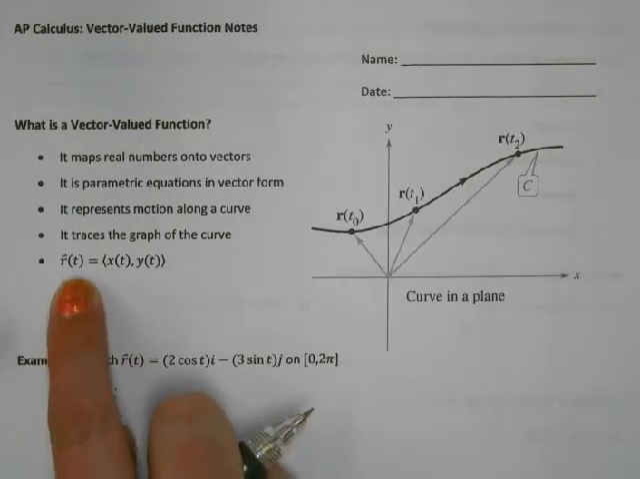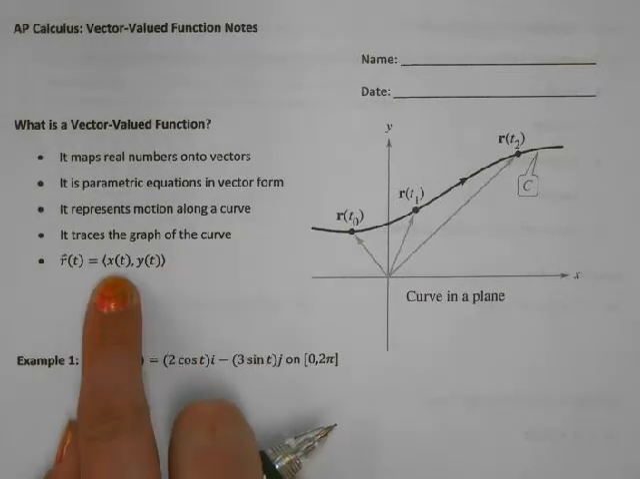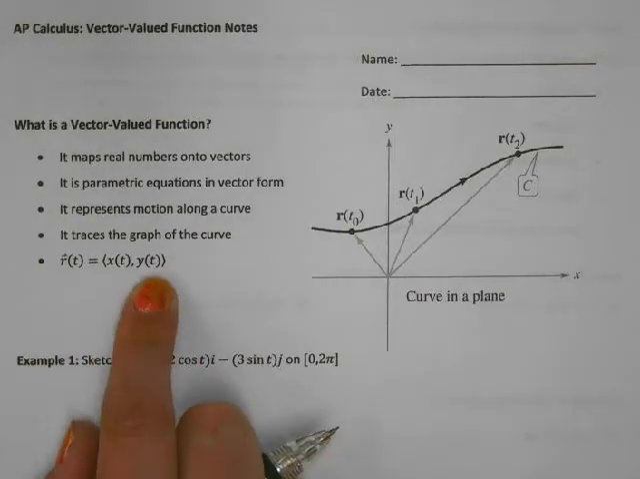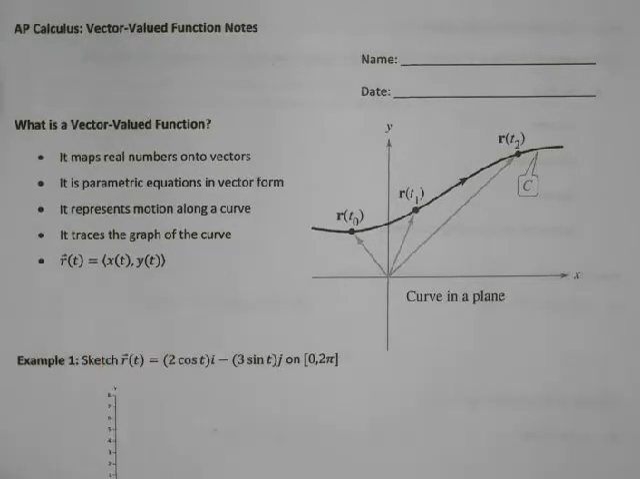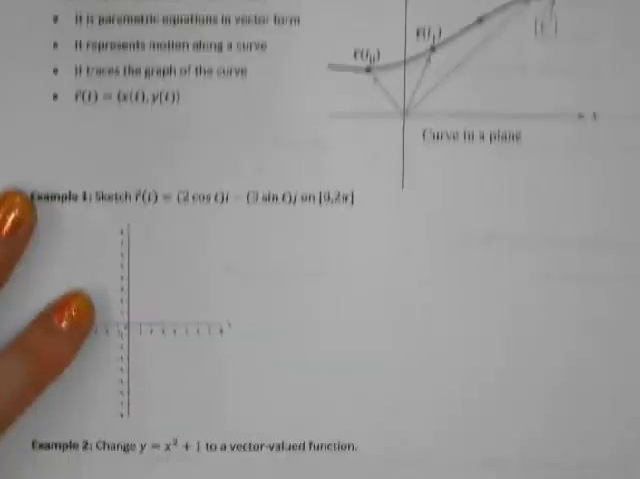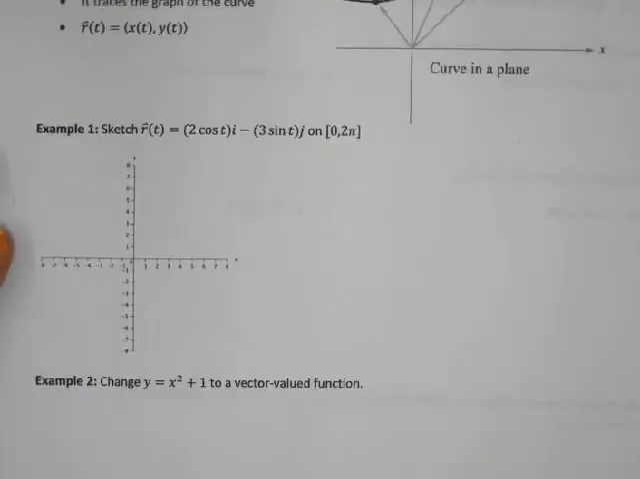This is a position vector, so if you think position, velocity, acceleration, that sort of thing. And the parametric equation has x in terms of t and y in terms of t, and so here's our vector written from a parametric equation. It represents motion along a curve, and it traces the graph of a curve. So we're going to go ahead and get started, and I think you'll realize these are not too terrible when we start to work with them.